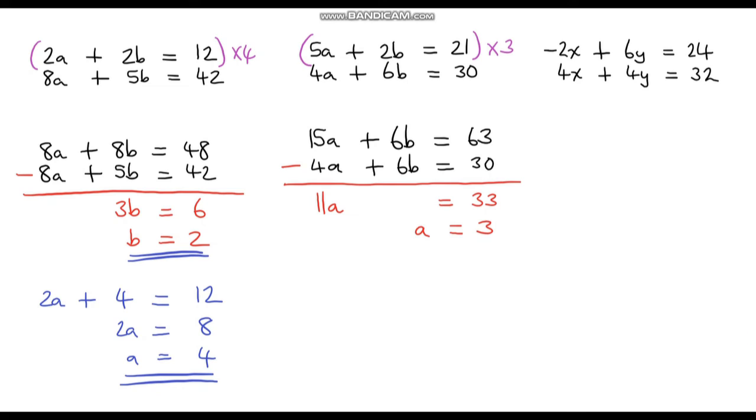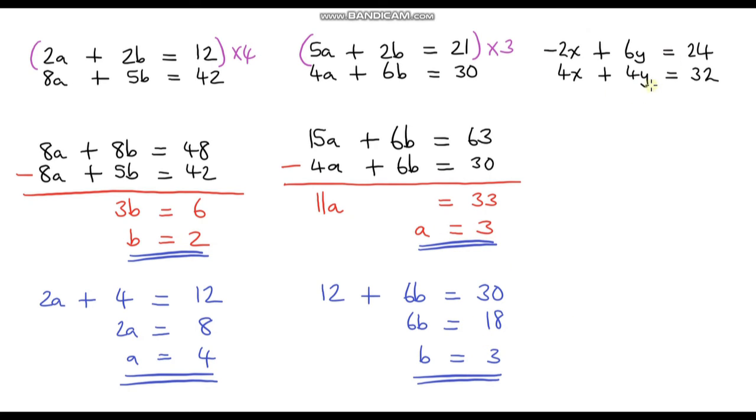And now let's substitute that back in. Let's choose the bottom equation this time. So we've got 4a and a is 3, so 4 times 3 is 12. So it's going to be 12 plus 6b equals 30. If I subtract 12 from both sides, I'm left with 6b is equal to 18. Therefore, b is equal to 3. So my solutions this time are a equals 3 and b equals 3.